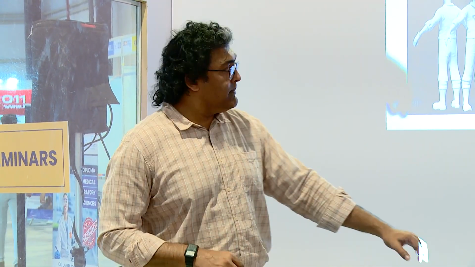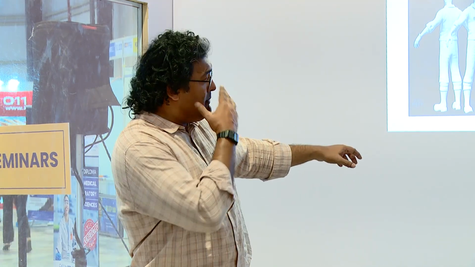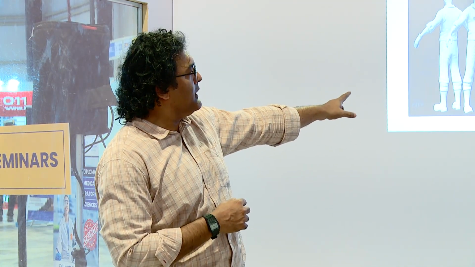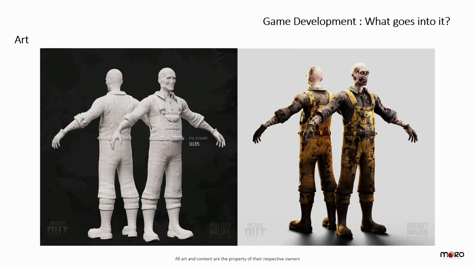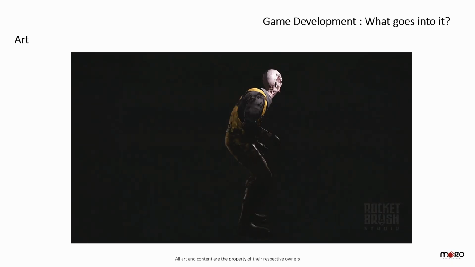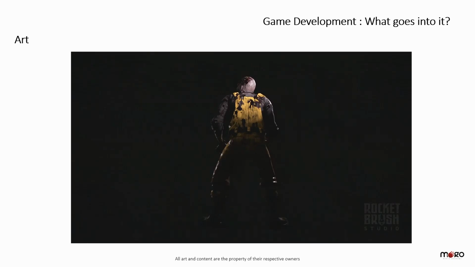Here's another asset. Again, this is a monster for a game. You can see the model here. It has 11,135 polygons, and there it is all lit and textured. And in the next slide, you should see it animated in the game. This is how it looks. Finally.